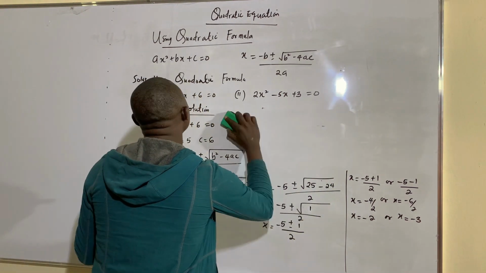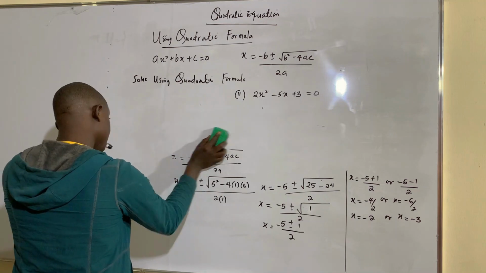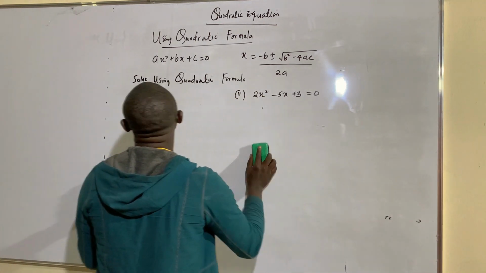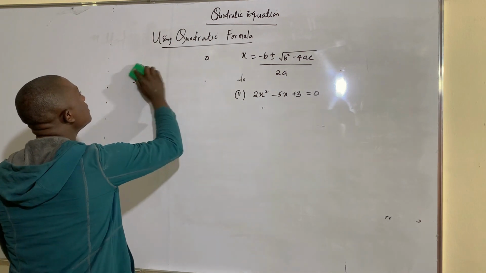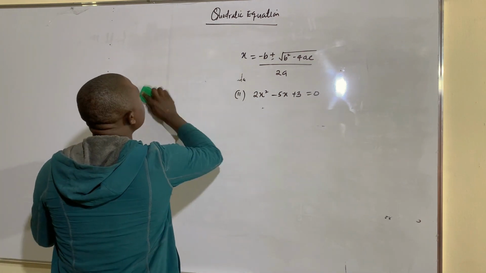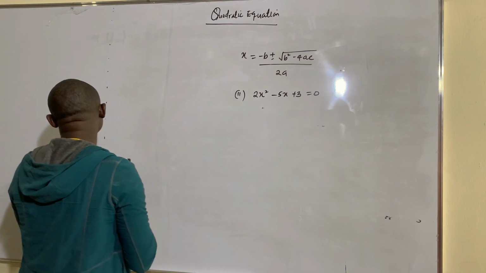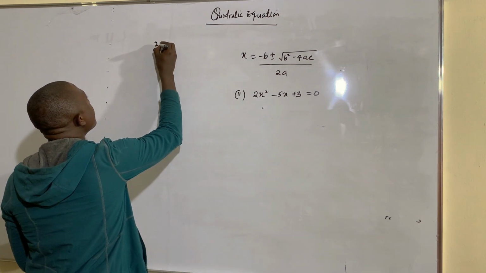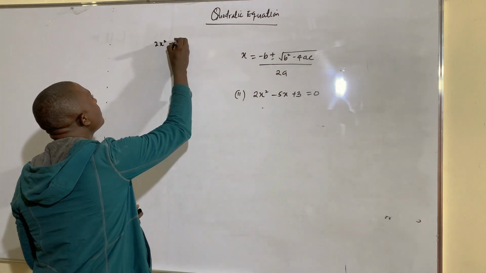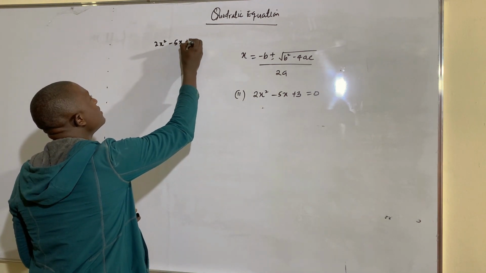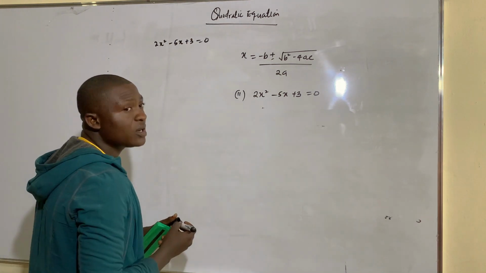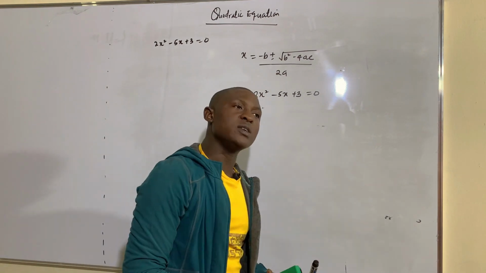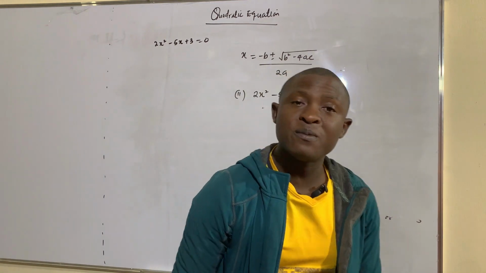The second problem, they say we have 2x squared minus 5x plus 3 is equal to 0. The first thing I will do is to find out the value of my a, to find out the value of my b, and to find out the value of my c.